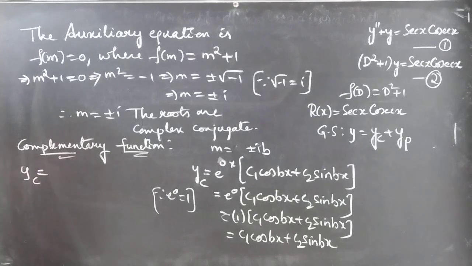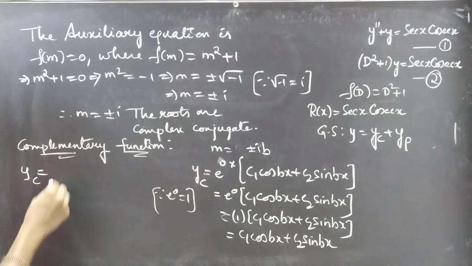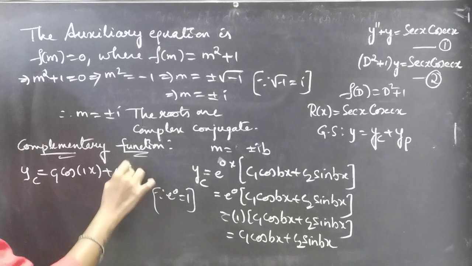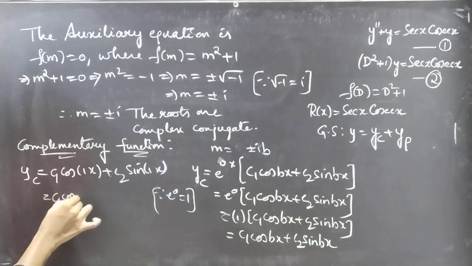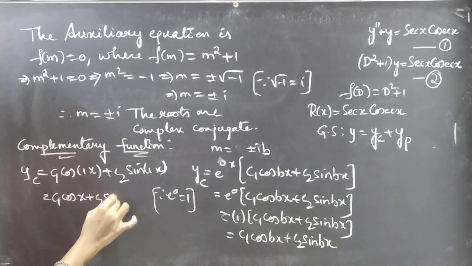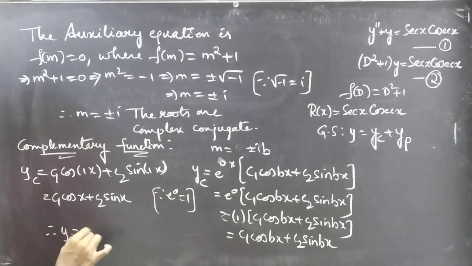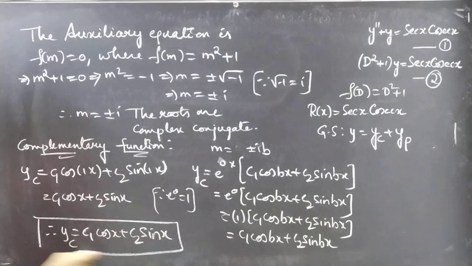Yc equals, now compare plus or minus i with plus or minus ib, then for b equal to 1 we'll have yc equals c1 cos 1x plus c2 sin 1x, which gives us c1 cos x plus c2 sin x. Therefore yc equals c1 cos x plus c2 sin x. We got yc. Let's now find yp.